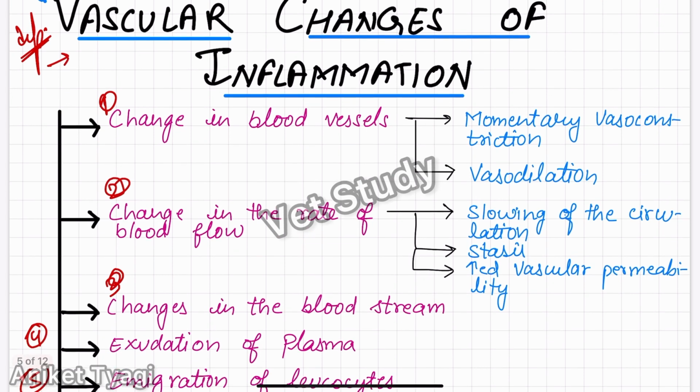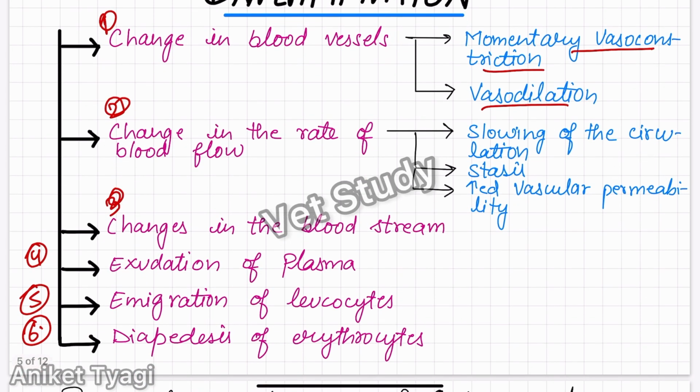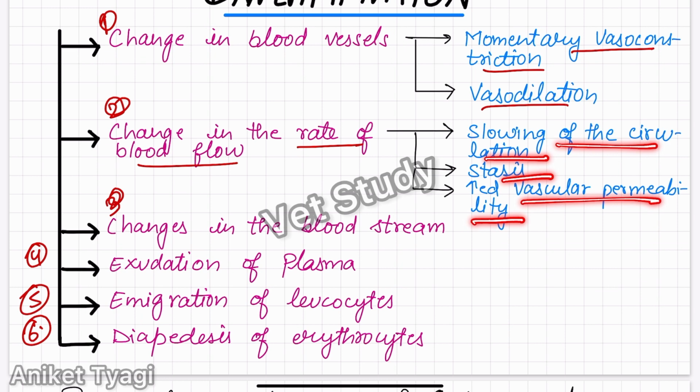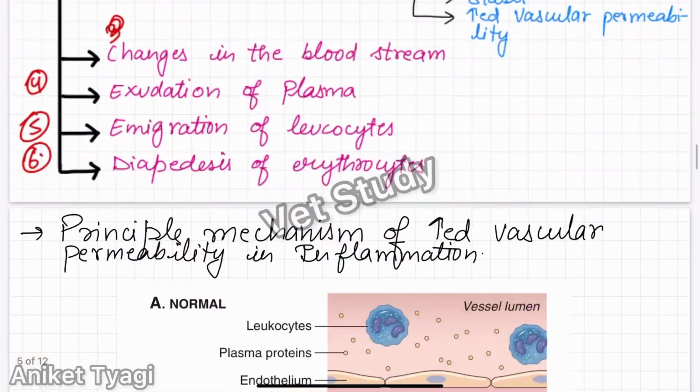Change in blood vessel: there is momentary vasoconstriction, as we have discussed. Then there will be vasodilation. After this, change in the rate of blood flow. This change in rate of blood flow is due to slowing of the circulation, stasis, and increased vascular permeability. Due to this increased vascular permeability, there will be transudation or formation of transudate, and there will be change in the blood stream, exudation of plasma, emigration of leukocytes, and diapedesis of erythrocytes. We have already discussed this vascular change, right?